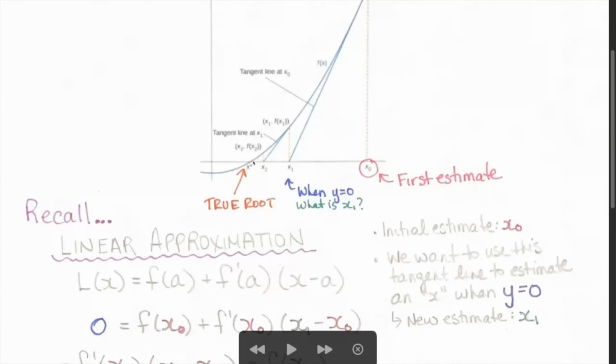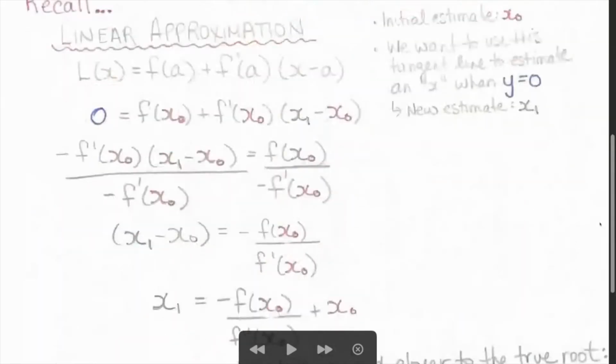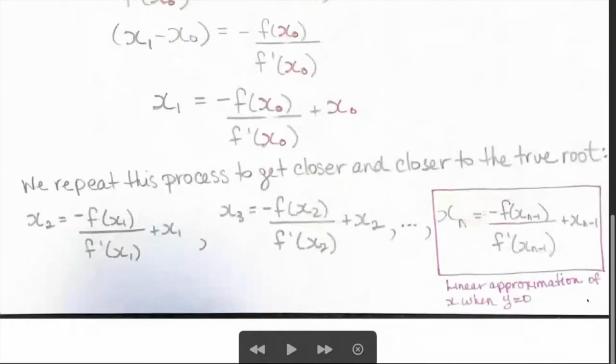And again, there's still a little bit of room here, so I'm going to repeat the process again. I'm going to take my x2, sub it into my function, and create a new tangent line. It'll get closer and closer to my true root the more times that I do this, okay? So if I look down here, I'm going to repeat this process over and over again until I get closer and closer to my true root.